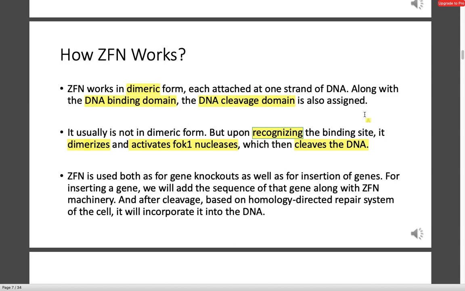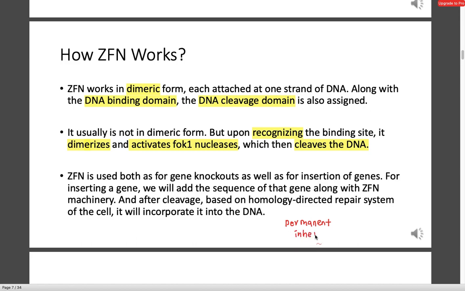So this is the one I explained just now: insert and delete the gene. After cleavage, based on the homology directed repair system of the cell, it will incorporate the insert into the DNA. So the insertion and deletion doesn't jeopardize the other sequence. It just maintains them. Meaning that if it's a deletion, it is deleted permanently. If it's an insertion, it is permanent and can be inherited, like the video said just now. Usually if you don't know the mechanism, it's not okay.